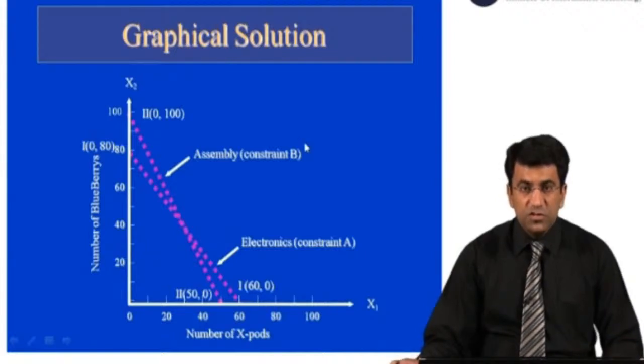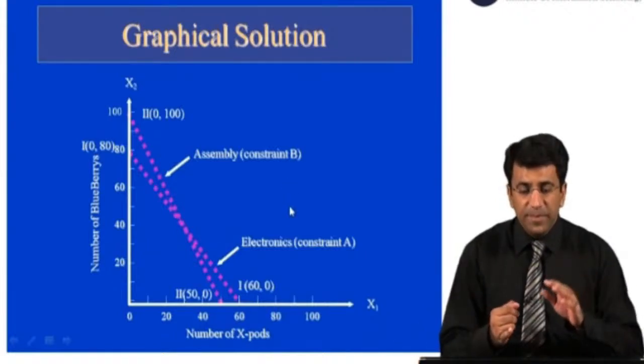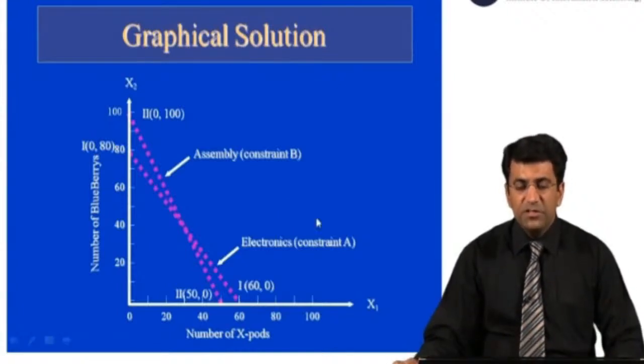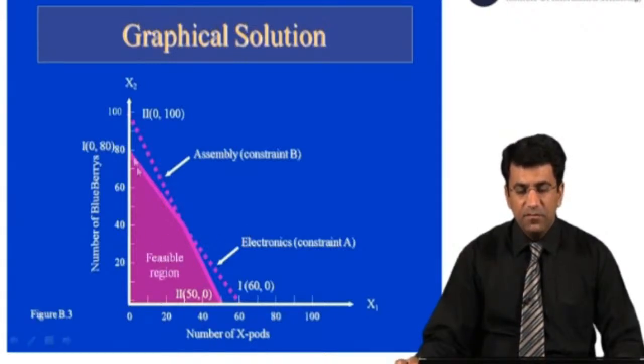But we are interested in both constraints, because we will have to fulfill the electronic constraints as well as the assembly constraints. So our feasible region, which is less than both of the lines, that is line number 1 and line number 2, is this one. This is the feasible region under which we can operate, under which both of the assembly constraints and both of the electronic constraints can be fulfilled. So we can operate under this feasible region.